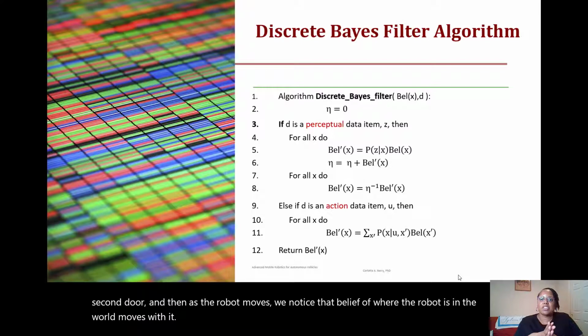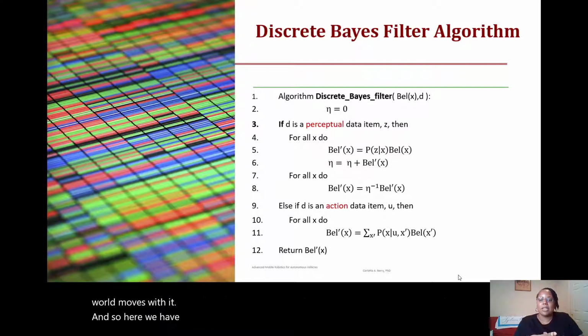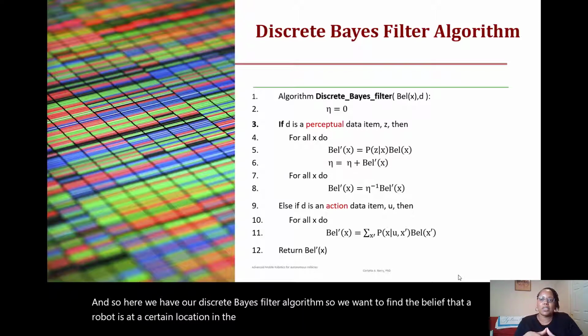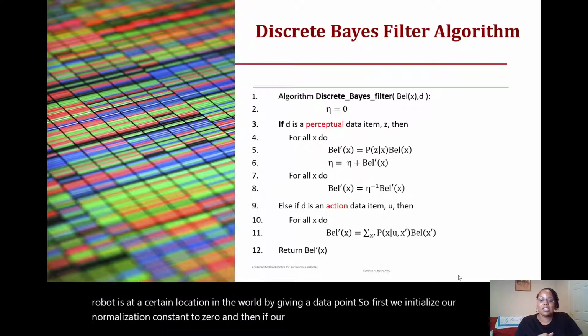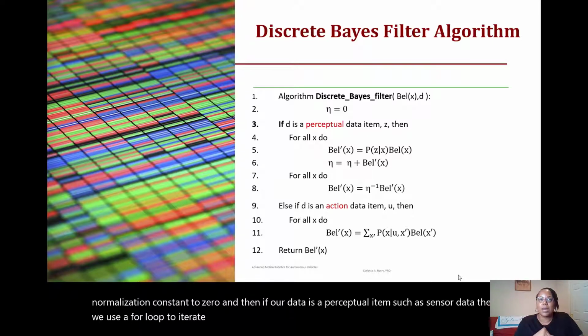And so here we have our discrete Bayes filter algorithm. We want to find the belief that a robot is at a certain location in the world, given a data point. First we initialize our normalization constant to 0. Then, if our data is a perceptual item, such as sensor data, we use a for loop to iterate over all of the possible next beliefs, given the probability of the sensor data given the robot's current state, times the belief it's in that state.